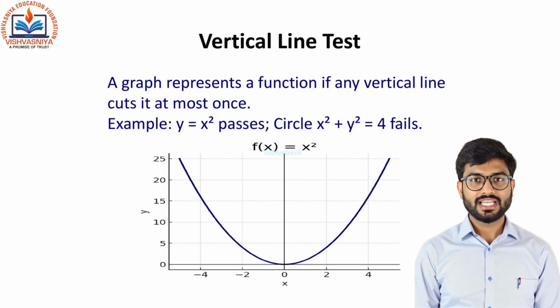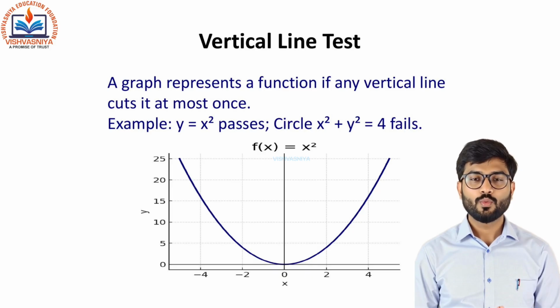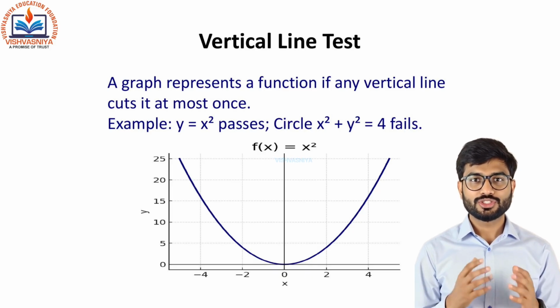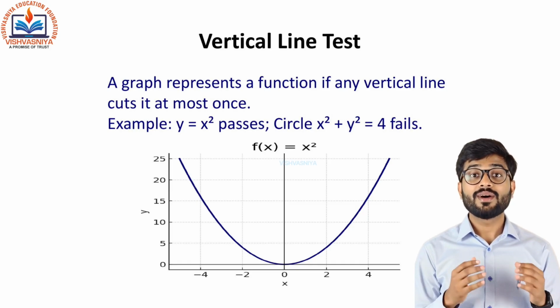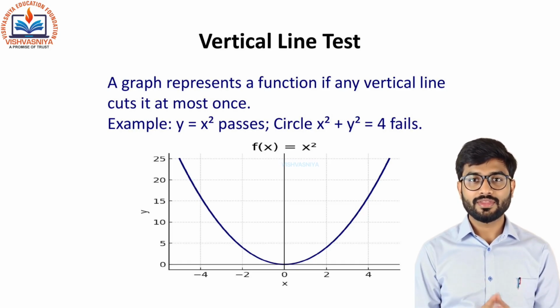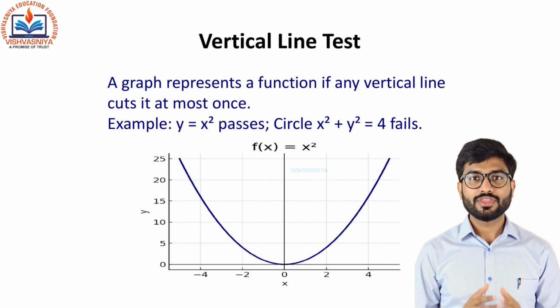A quick way to check if a graph represents a function is the vertical line test. If a vertical line drawn anywhere on the graph cuts the curve at more than one point, then it is not a function. If it cuts at only one point everywhere, then it is a function. Example, the graph of y = x squared passes the test, so it's a function. But the graph of a circle x squared + y squared = 4 fails the test because one vertical line cuts it at 2 points.